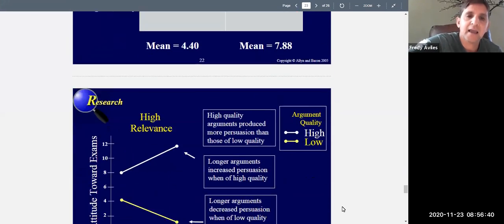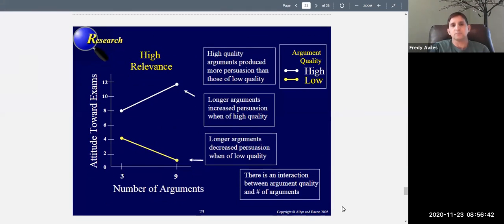When it's a high relevance argument, right? When you are told that you have to care, that you have to pay attention. Now quality makes a difference. Okay? But argument length makes a difference, a good difference in one case, but not the other. There's an interaction. This is a very important message, believe it or not, okay?